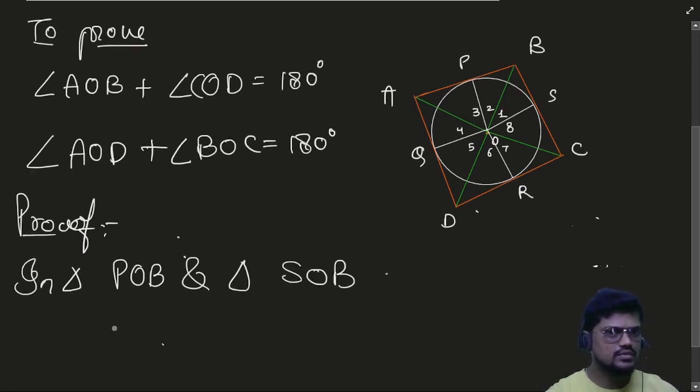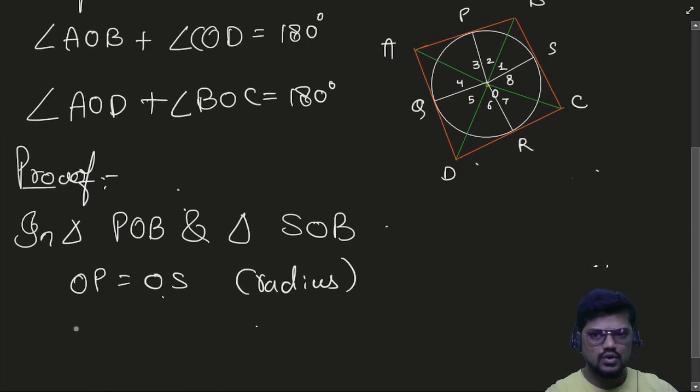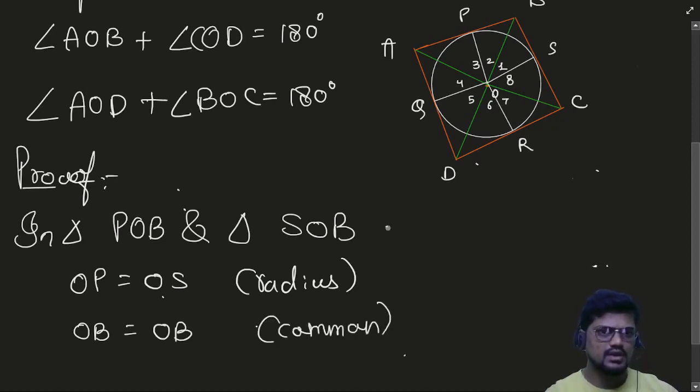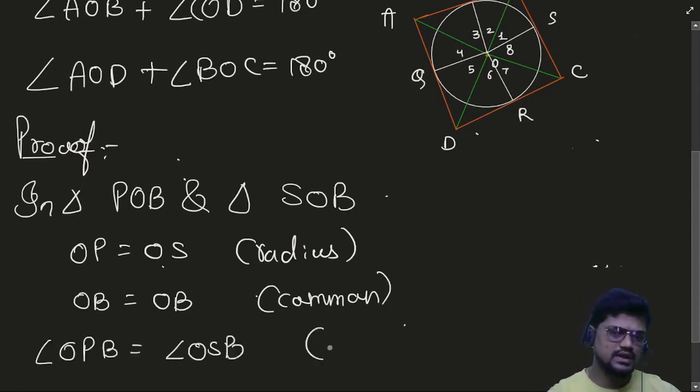What do we know? So in this, what do we know? OP equals OS. Why? Radius. OB equals OB. Why? Common. And angle OPB equals angle OSB. Why? Each 90 degrees.